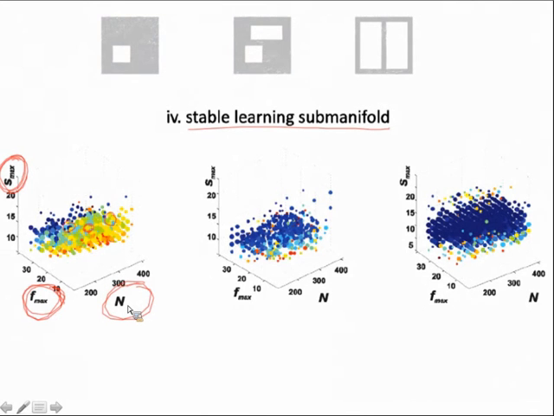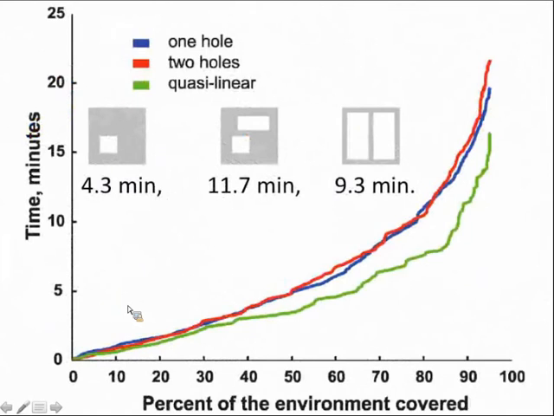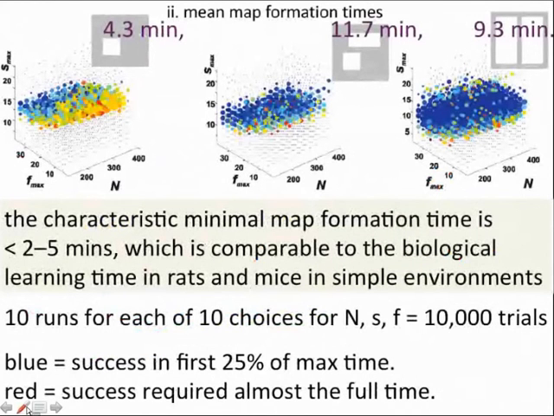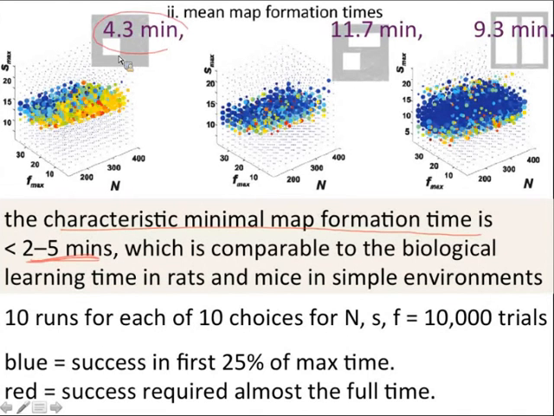I did forget to mention one thing, so let me go back to that slide. Here it is right here. The usual minimal map formation time was about 2 to 5 minutes. For the one hole, your max time was 4.3. For your two holes, the time was larger, but most of the time you made that within the first 25% of the time. Since this is blue, most of the time you detected the topology within the first 25% of the time. And so the usual minimal map formation was between 2 to 5 minutes, which happens to be comparable to the biological learning time.